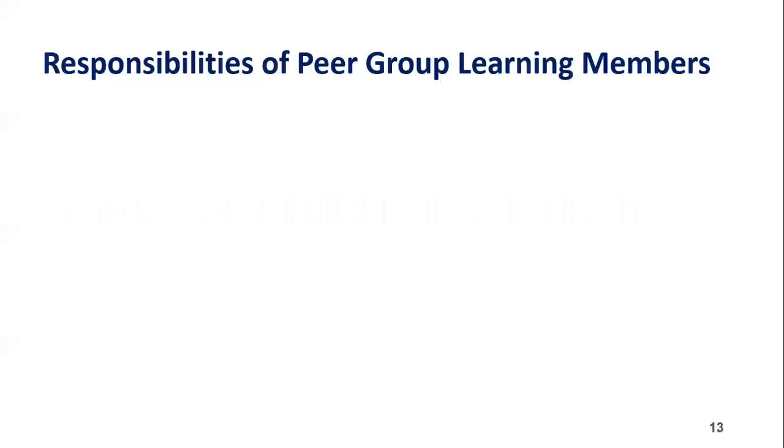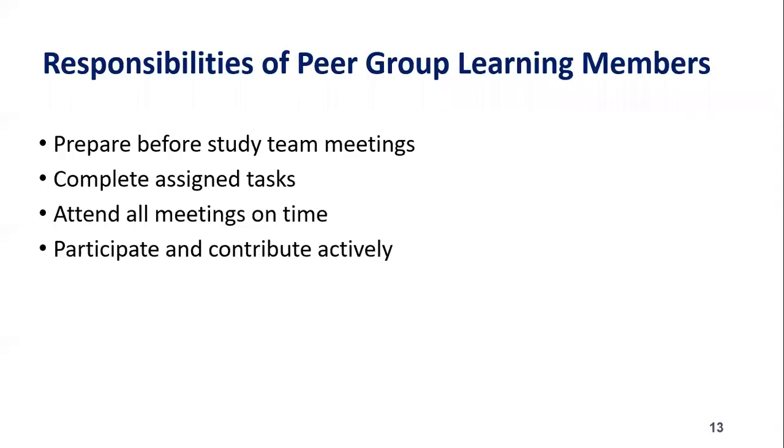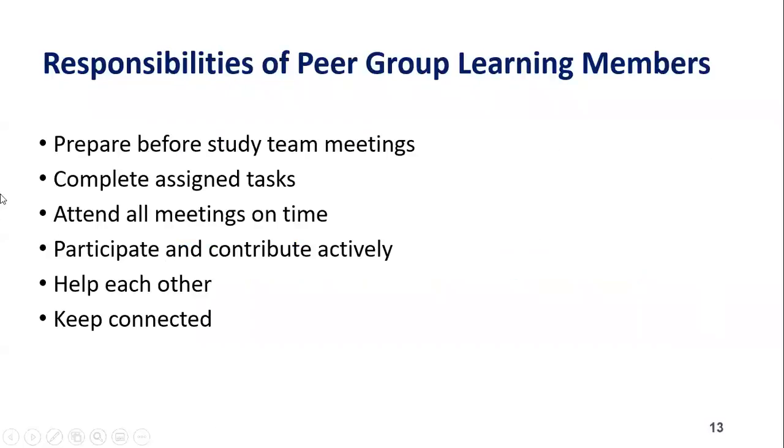And here are the responsibilities of peer group learning members. Keep in mind that these responsibilities should be there among each and every one of you, the peer learning members. First one is prepare before study team meetings. That is a must. Unless you prepare, it won't be an effective meeting. Complete assigned tasks. Attend all meetings on time. Participate and contribute actively. Help each other. Keep connected. Those are some of the responsibilities of peer group learning members.